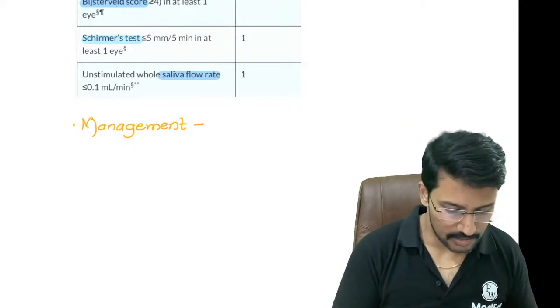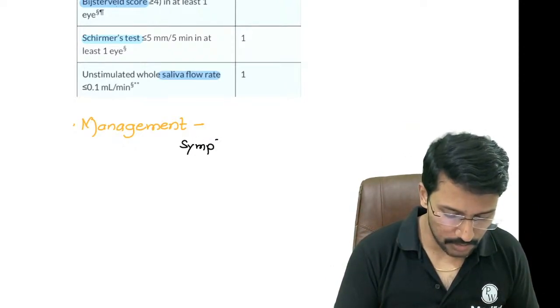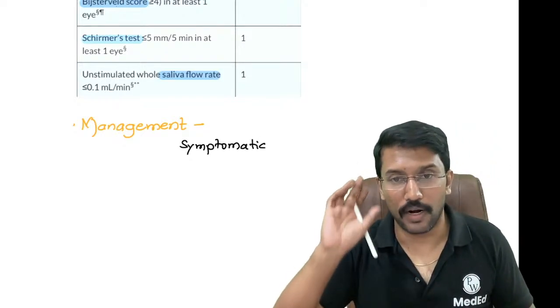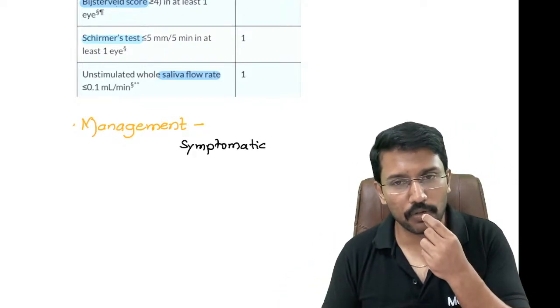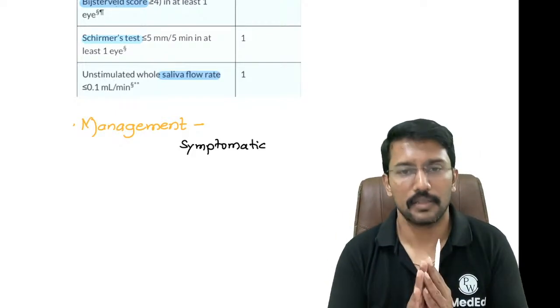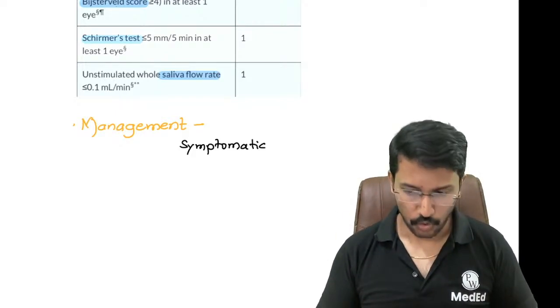Once you classify the case as Sjögren syndrome, how do you manage it? Management is again symptomatic. There is no specific medication. If there are dry eyes, we give artificial tears, right? For dry mouth, we use drugs and candies to stimulate salivary production. There is no specific treatment for Sjögren syndrome.